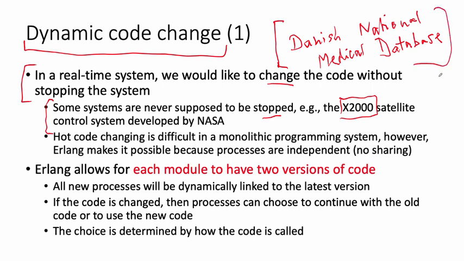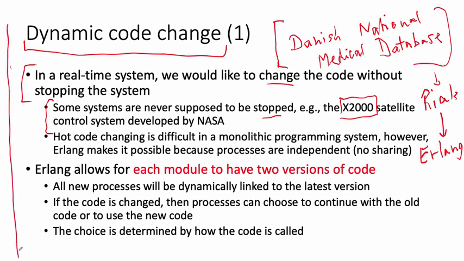This is how it has worked for several years now. This Danish medical database is built using a database called Riak, which is written in Erlang. So the Danish National Medical Database is written in Erlang, and it's not supposed to stop. If I get sick and I get a prescription and I go to a pharmacy, I have to get my medication. So this system is not allowed to go down. It's always up. So this system is using dynamic code change in the Erlang implementation. This is an extremely highly available system.